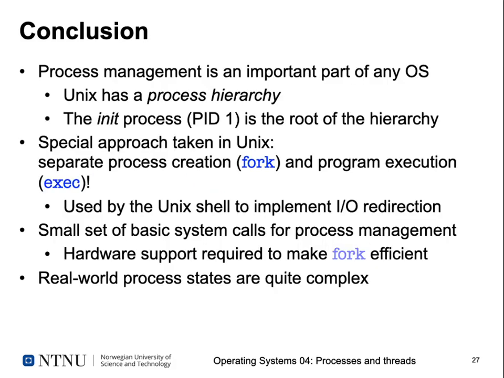So to conclude, process management, as we've seen here, is an important part of any operating system. We've seen Unix implements a process hierarchy, which at the top of the hierarchy is usually the init process with a process ID of 1. And Unix takes a very special approach to process management, because it separates the creation of processes from the execution of processes. And this is used by the Unix shell to implement I/O redirection and for many other things. And we've seen a small set of basic system calls is used for process management. And we need hardware support for copy-on-write to make fork efficient.